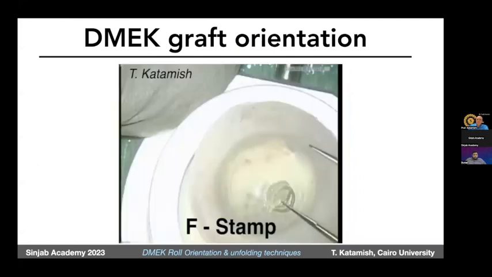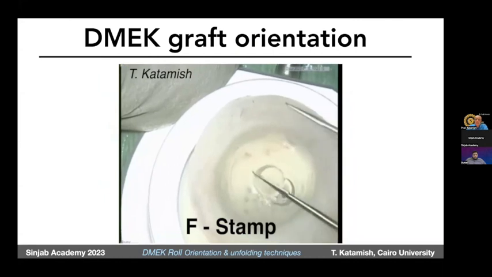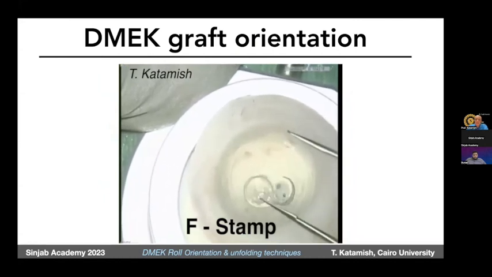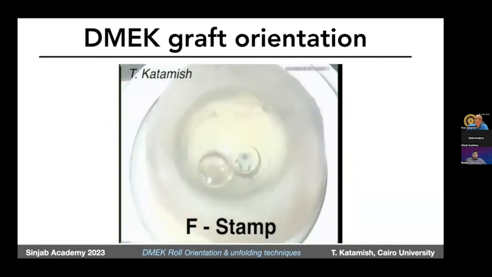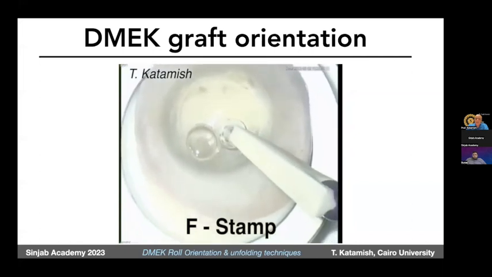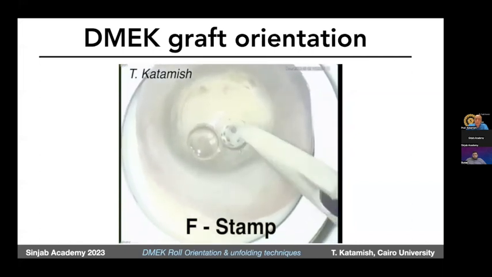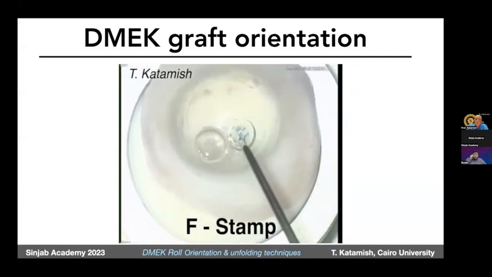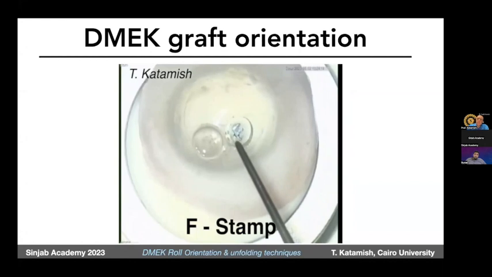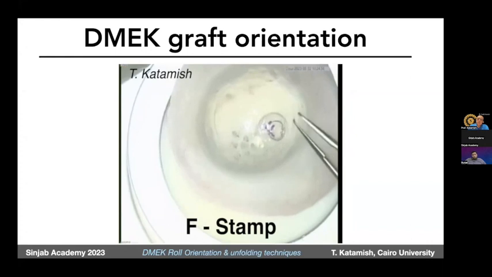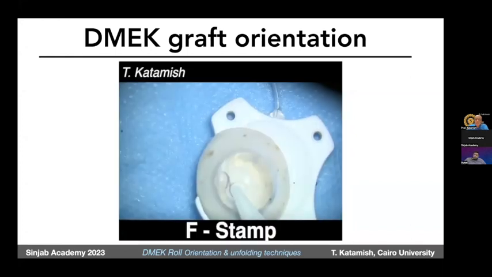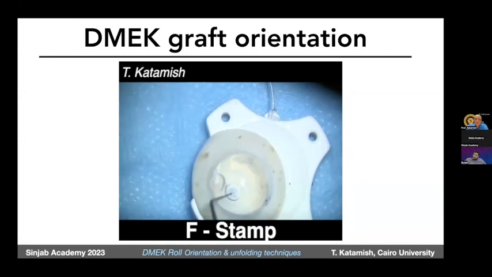The F stamp, this is an example of the F stamp after making the stromal window. You open your stromal window and you have to make perfect dryness of the Descemet membrane to have a very well-defined stamp, not a diffuse one. And you use the F stamp as you see. Another example of the F stamp, you make dryness and make your F. At the end of the operation, you should see this F, you see?